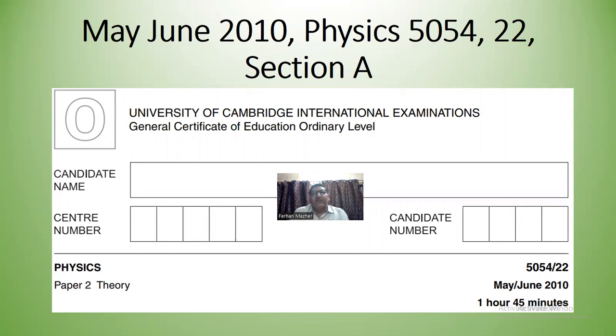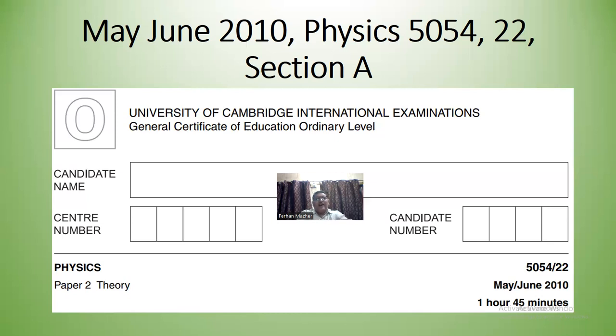Physics 5054. Today we have set our hearts to solve a theory paper, and for this purpose we have selected the May-June 2010 paper 2. This paper 2 belongs to Zone 2. In this paper, there are two sections, Section A and Section B. In this video, we are going to attempt Section A of this paper. Section B I will attempt in another video, and soon I will upload that also.